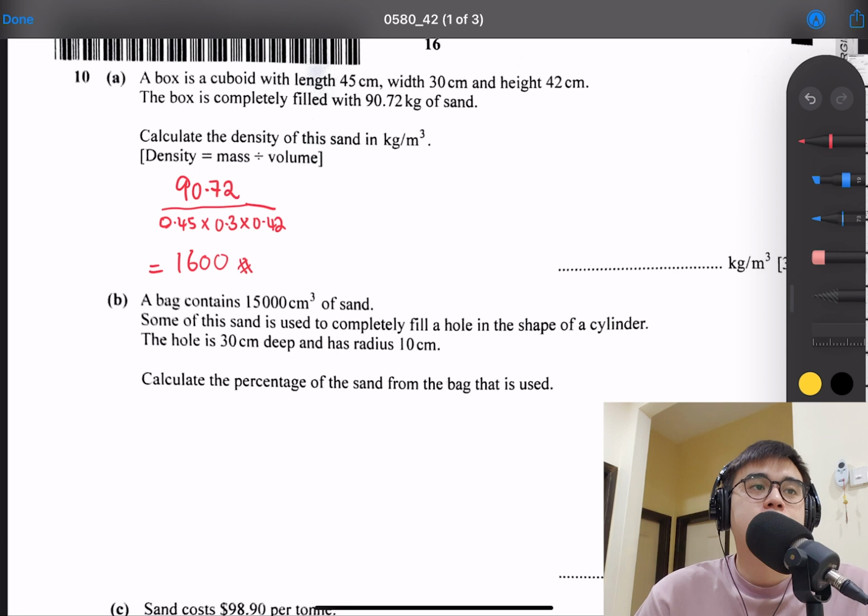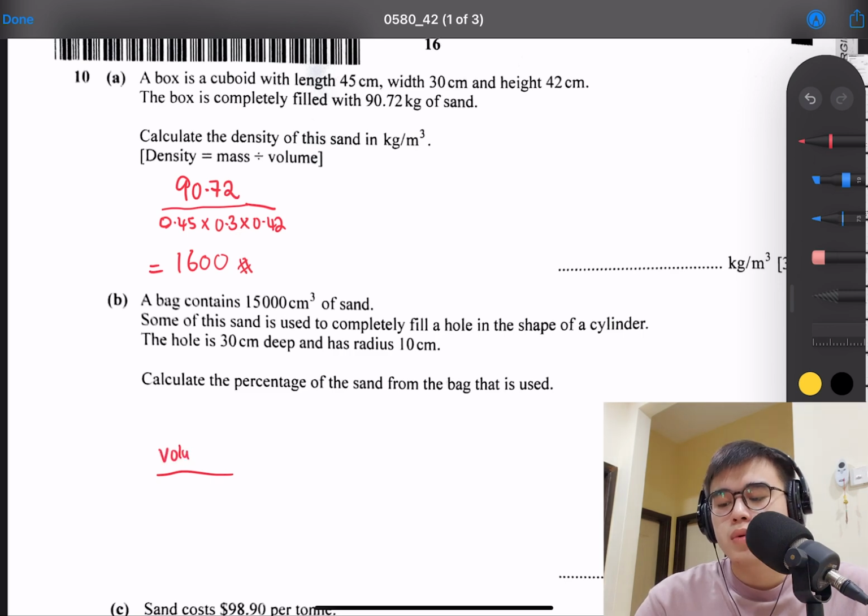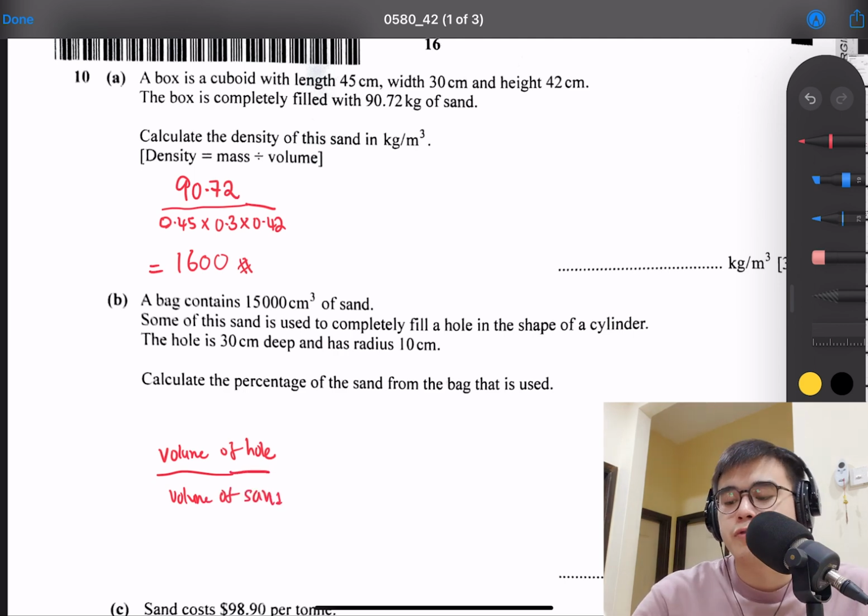Okay, so now a bag contains 15,000 cm cube of sand. Some of the sand is used to fill a hole with the shape of a cylinder, and the hole is 30 cm deep and has a radius of 10 centimeters. Calculate the percentage of sand from the bag that is used. Alright, so for this, the numerator should be the volume of the hole, while the denominator should be the volume of sand. And then to get it in percentage, remember to multiply it by 100.